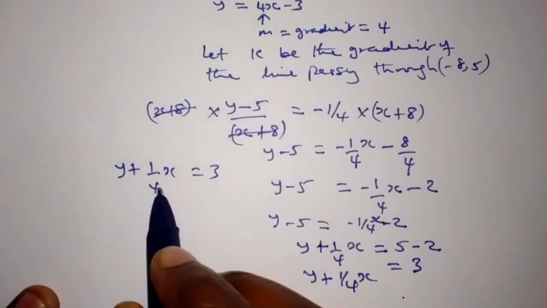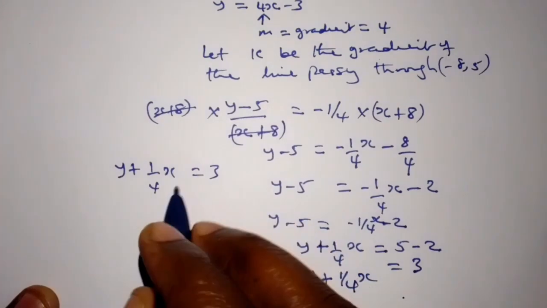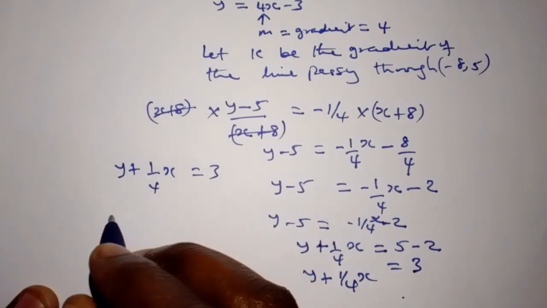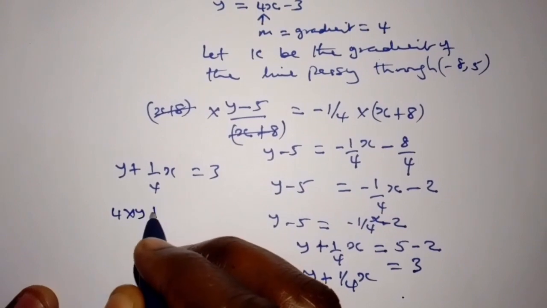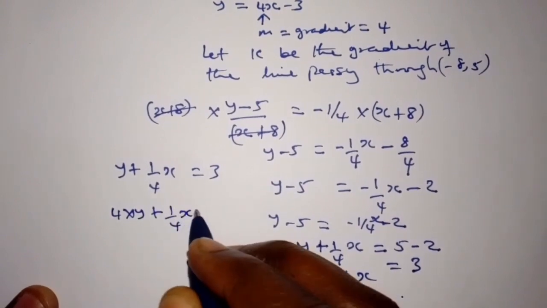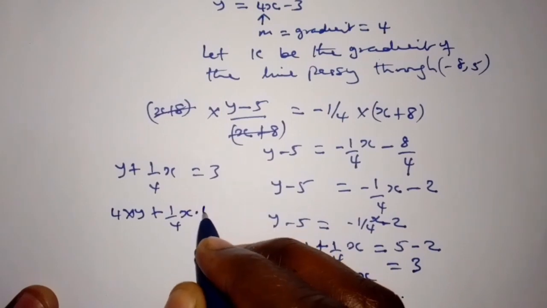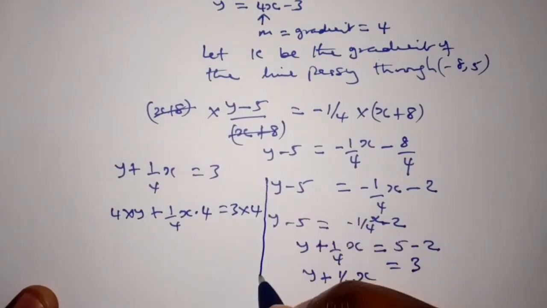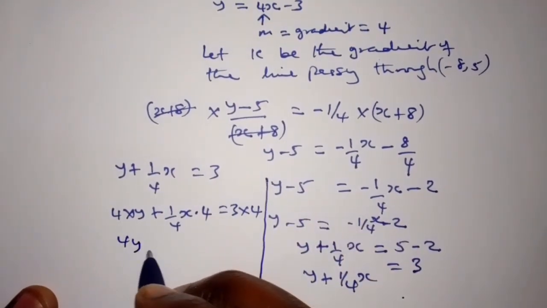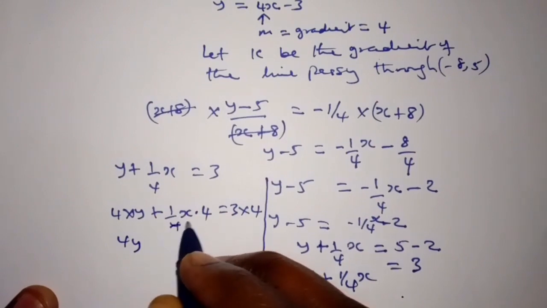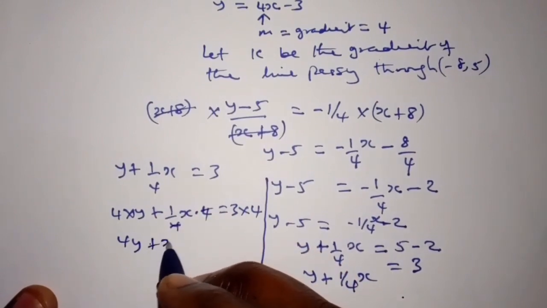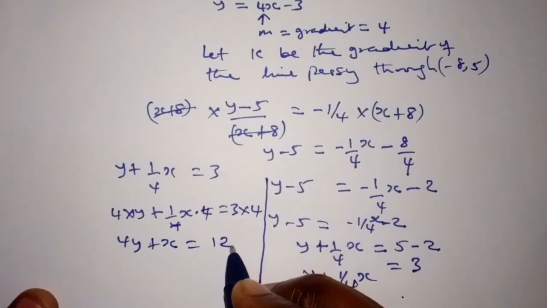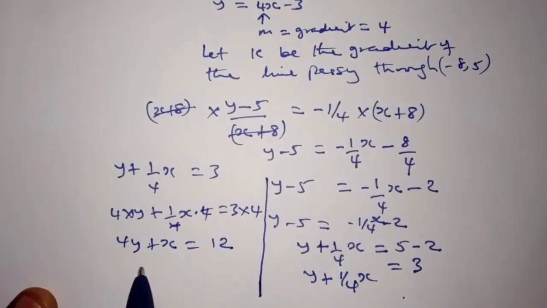We can multiply both sides by 4. So this is 4 times y plus 1 over 4x times 4 is equal to 3 times 4. 4y plus x is equal to 12. So this is our equation of the other line.